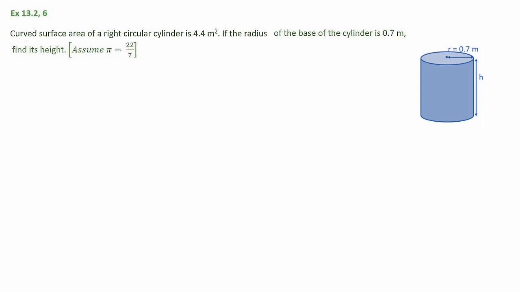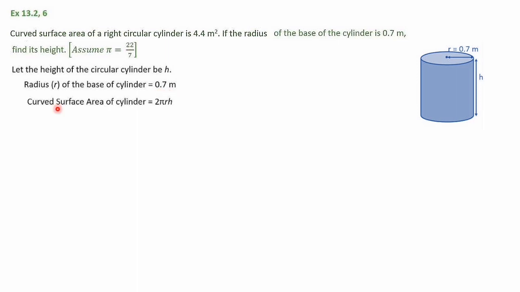So this is the cylinder given to us. Radius is 0.7 meter and height is missing, that we have to calculate. Curved surface area is given to us. So the height of the circular cylinder we can assume as h. Radius is given to us, 0.7 meter. The curved surface area of a cylinder formula we know, 2 pi rh. Then the curved surface area given to us is 4.4 meter square. So 4.4 meter square is 2 pi rh.